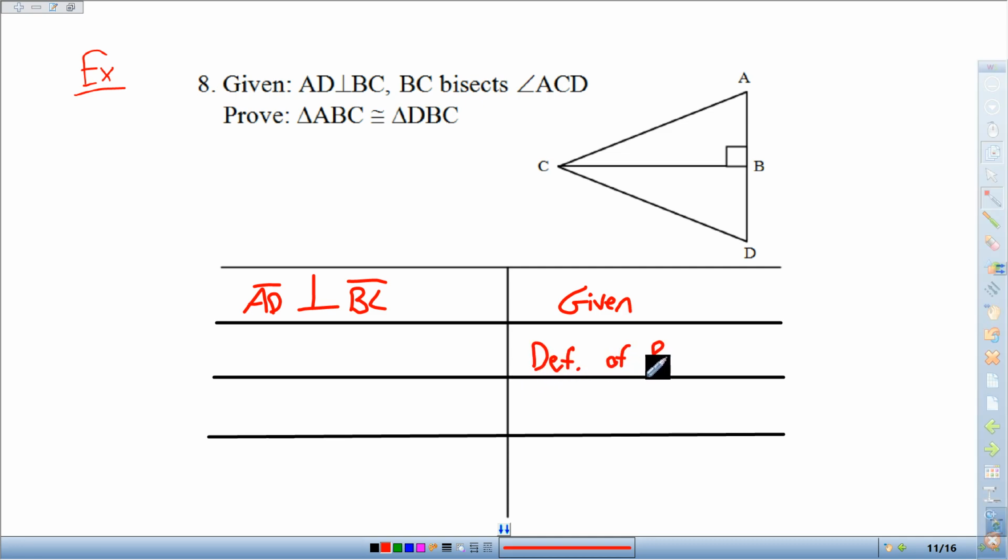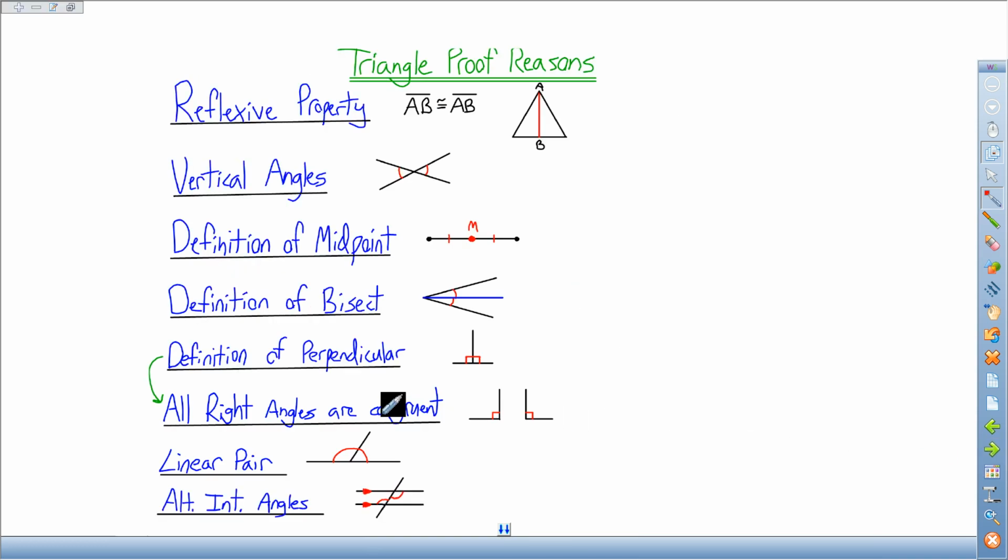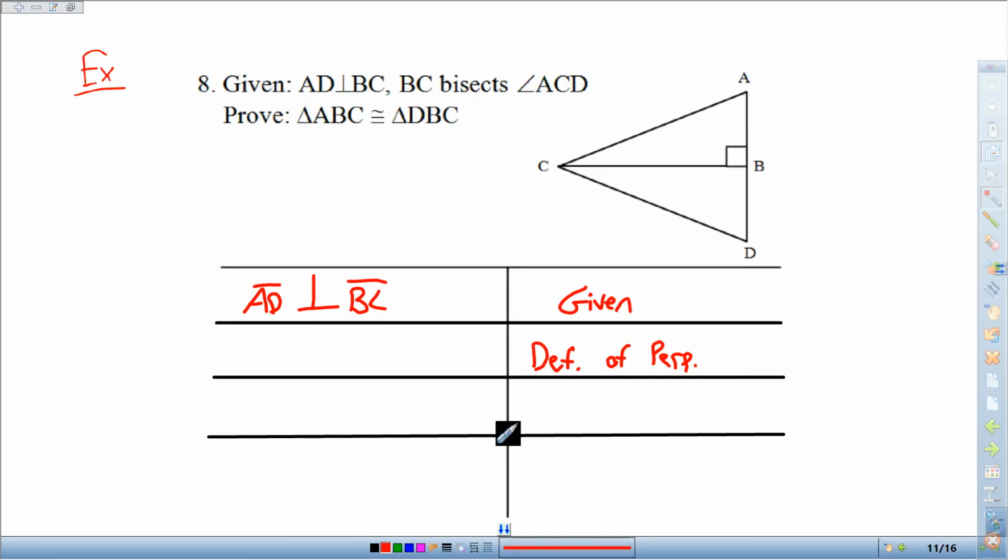Definition of perpendicular. I know then that definition of perpendicular is always followed by all right angles are congruent. So again, I'm just going to go ahead and write that out. All right angles congruent. I think that's a good idea, to put those reasons down and then deal with the statements just so you don't forget to do them. It's really easy to just skip past it.